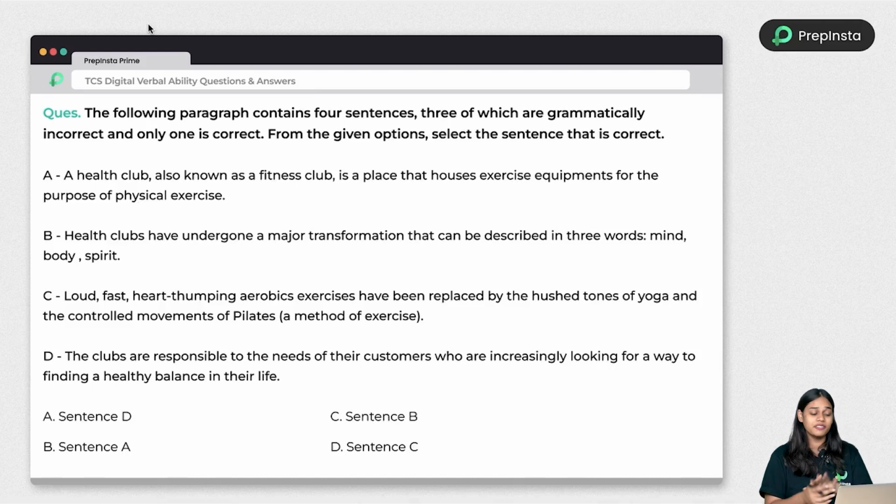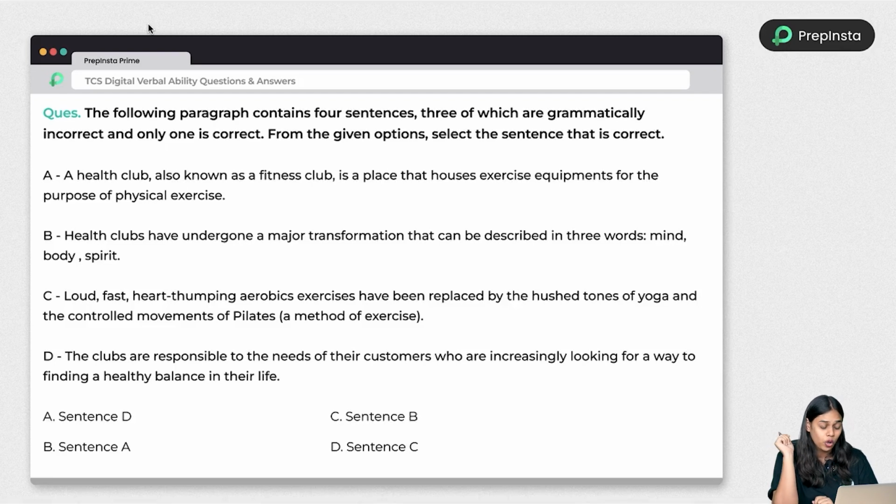The following paragraph contains 4 sentences, 3 of which are grammatically incorrect and only 1 is correct. From the given options, select the sentence that is correct. So we have 4 options, or 4 sentences of a paragraph, given over here. 3 of them are incorrect and 1 is correct. So we have to look for that sentence here. Let's deep dive into the sentences.